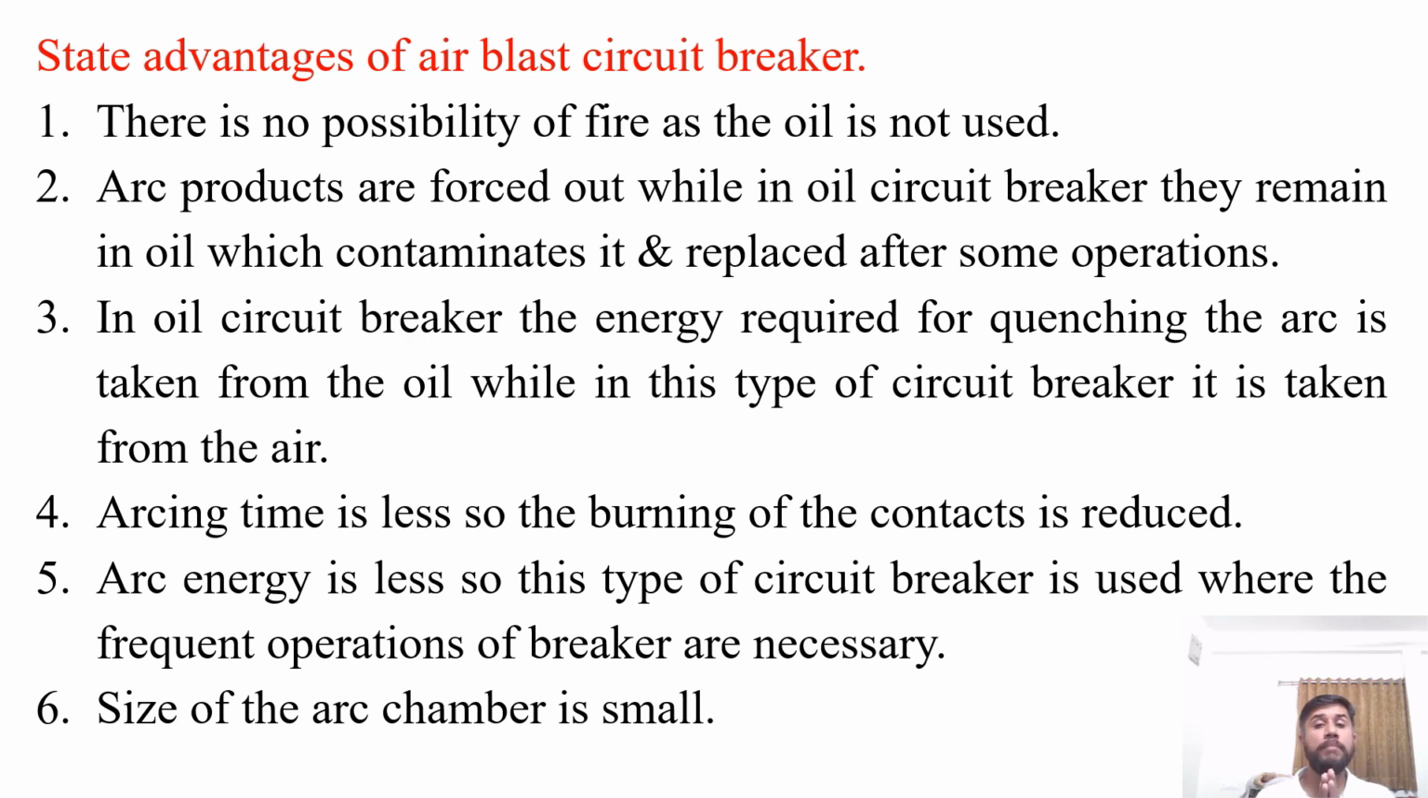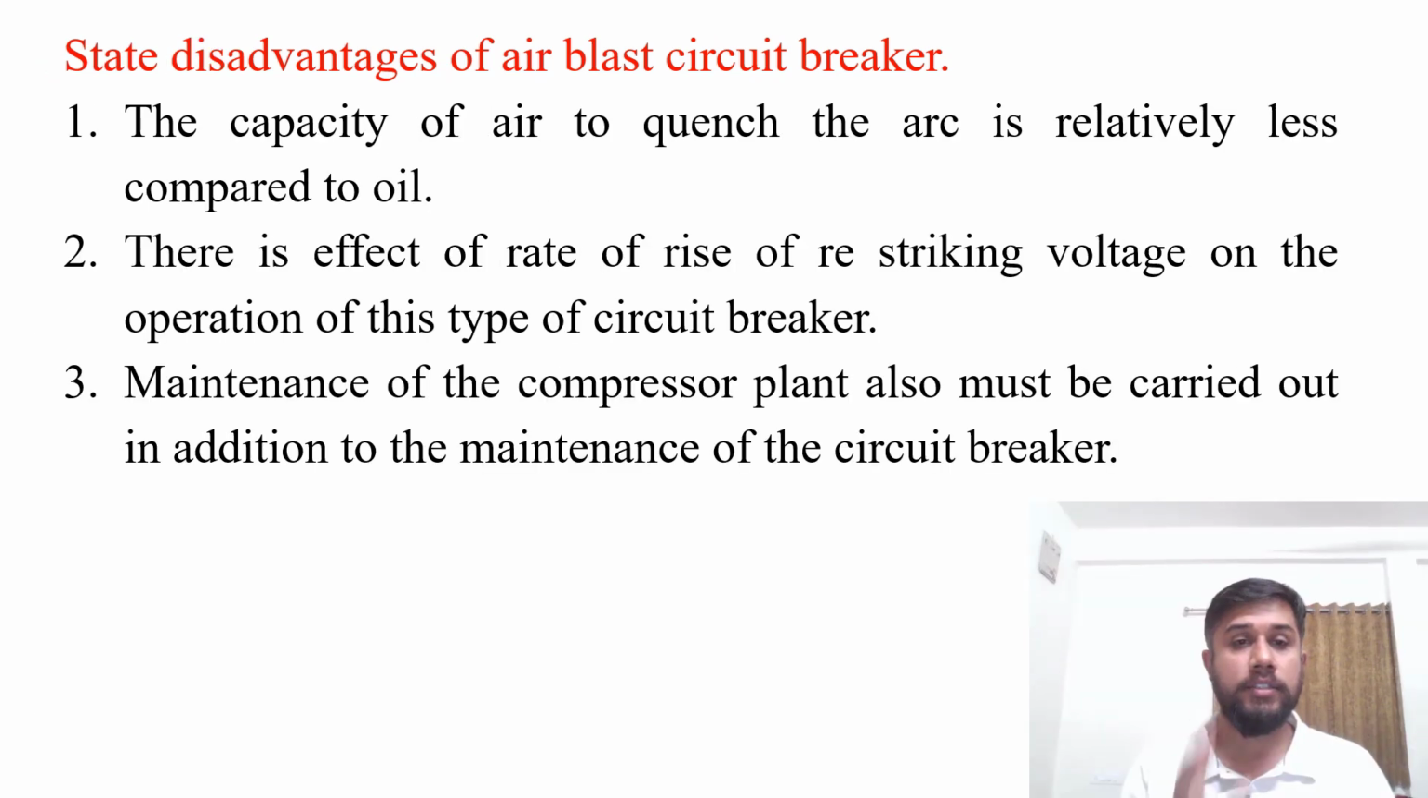Size of the arc chamber is small. So these are some advantages of air blast circuit breaker. State disadvantages of air blast circuit breaker. So first is the capacity of air to quench the arc is relatively less as compared to the oil. There is effect of rate of rise of restriking voltage on the operation of this type of circuit breaker. Maintenance of the compressor plant also must be carried out in addition to maintenance of the circuit breaker. So these are some disadvantages of air blast circuit breaker.